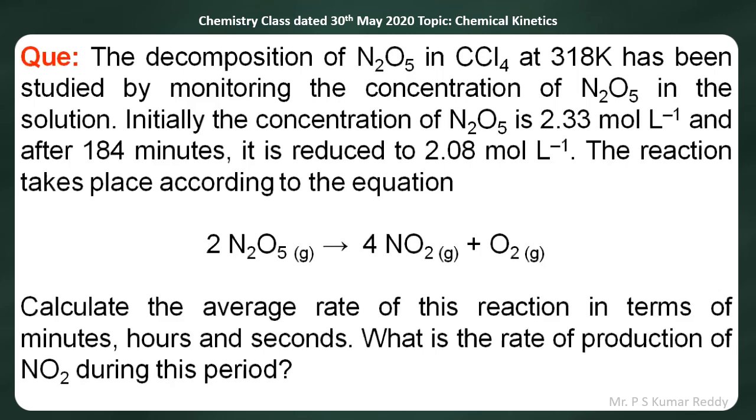Initially, the concentration of N2O5 is 2.33 moles per liter, and after 184 minutes, it is reduced to 2.08 moles per liter. The reaction takes place according to the equation 2N2O5 gives rise to 4NO2 plus O2. Now, calculate the average rate of this reaction in terms of minutes, hours, and seconds. And what is the rate of production of NO2 during this period?